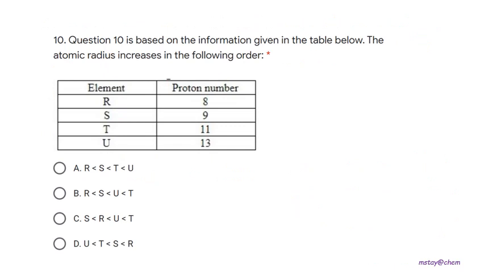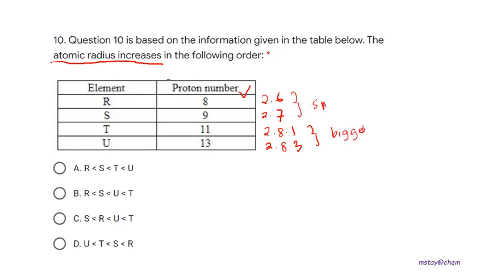Question 10. We are given the proton numbers and we are going to arrange atomic radius. Based on the proton number, we write down the electron configuration. We can use a simple way to write the electron configuration: 2, 6, 2, 7, 2, 8, 1, 2, 8, 3. So generally, T and U have bigger size compared to R and S, which are smaller.